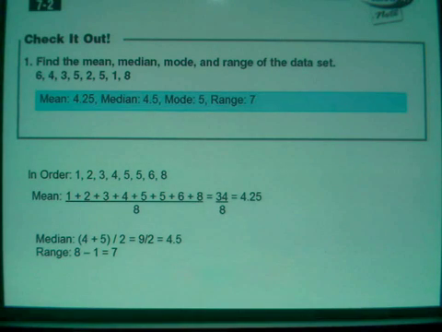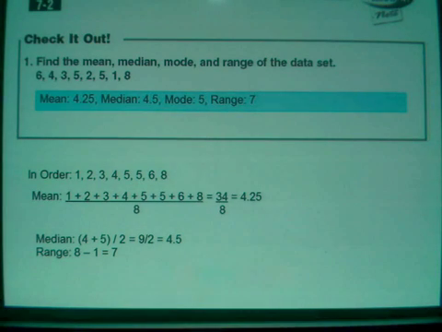For the mean, we're going to add up all the numbers, 1 plus 2 plus 3 plus 4 plus 5 plus 5 plus 6 plus 8, and divide by, in this case, 8. Why 8? Because there are 8 numbers on the list. So I've got 34 divided by 8, which is 4.25.